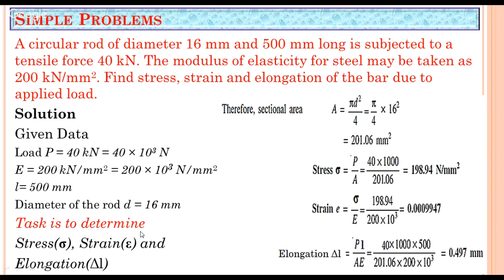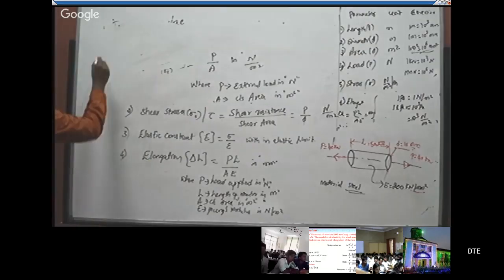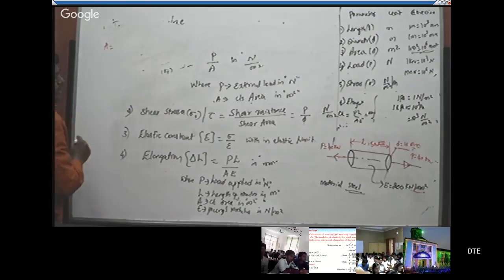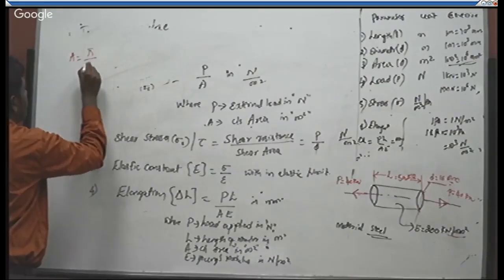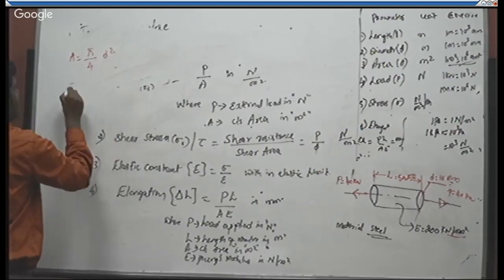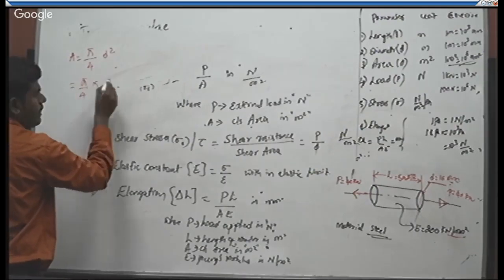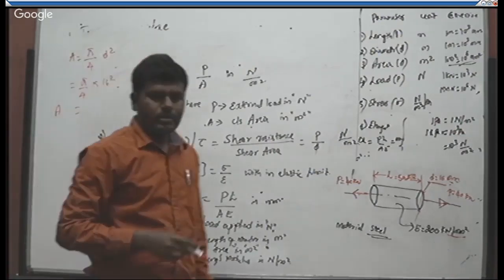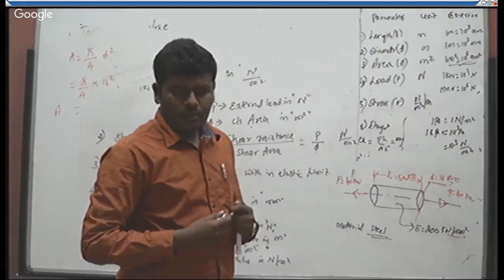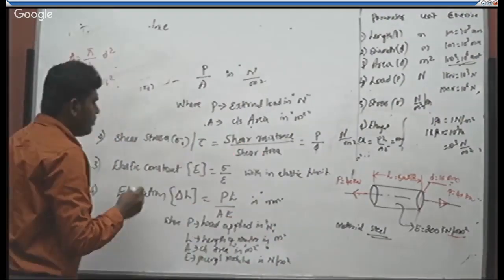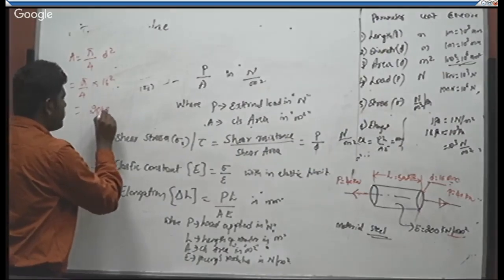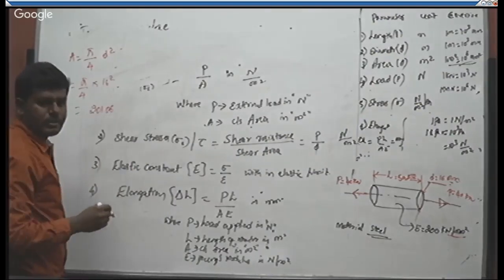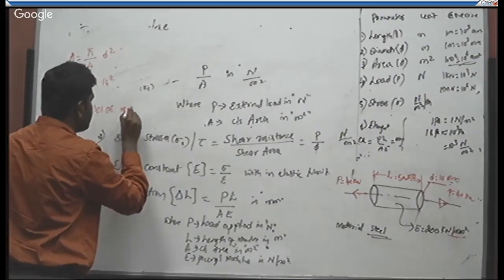So first, in determining the stress, by using the diameter of the rod, we can calculate the area. The area of the rod is given by π by 4 times d square, right? So π by 4 times diameter 16 square. It will give you the area of cross section of the member which is resisting the load. That is 201.06. The diameter is in millimeter, so the area is in millimeter square.